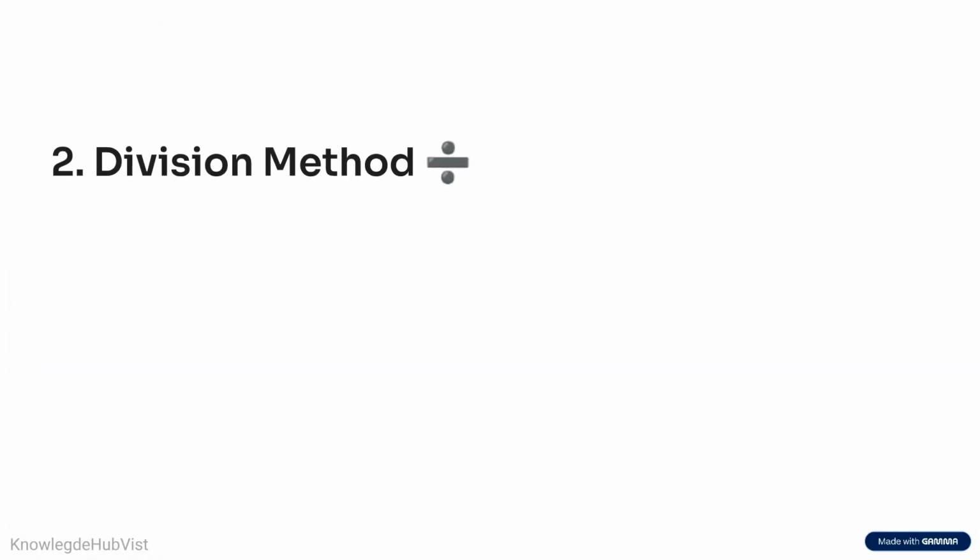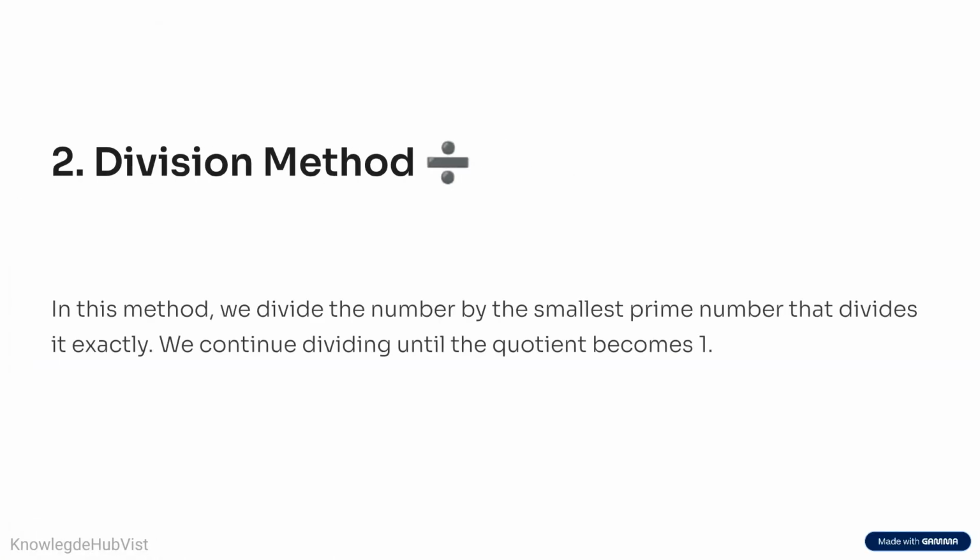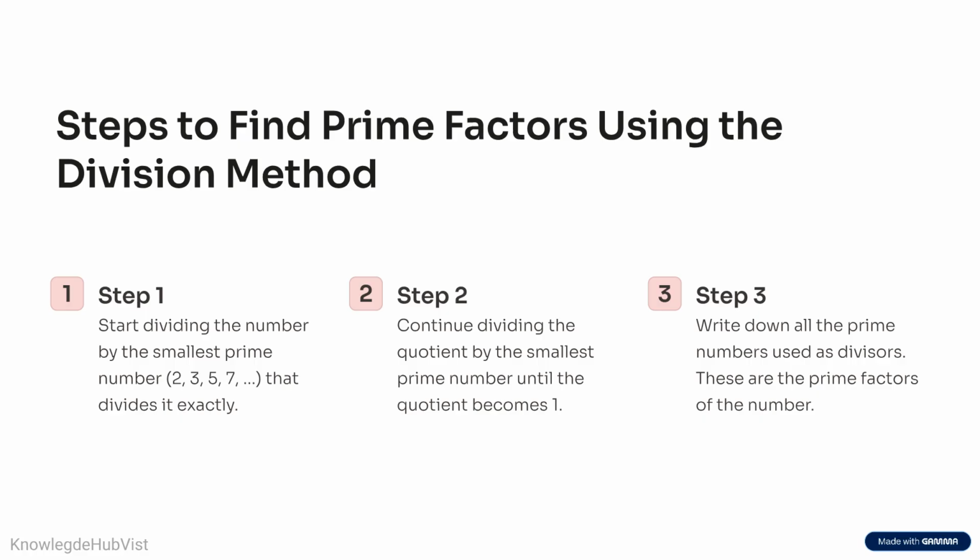Next is the division method. In this approach, we divide the number by the smallest prime that divides it exactly, continuing this process until the quotient reaches 1. The steps for the division method are simple. Start dividing by the smallest prime, continue dividing each subsequent quotient, and finally, note all the divisors used.